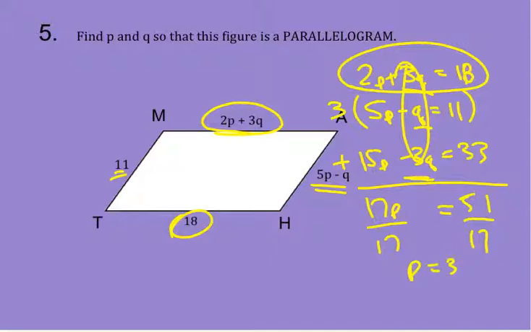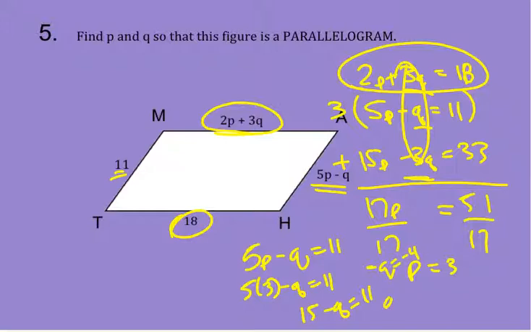So now substitute that back into one of those and figure out what you're dealing with. If I take 5P minus Q equals 11, that's 5 times 3 minus Q equals 11. So that's going to be 15 minus Q equals 11. So minus Q equals minus 4. Q is going to equal 4. So my answer is going to be 3 for P, 4 for Q.